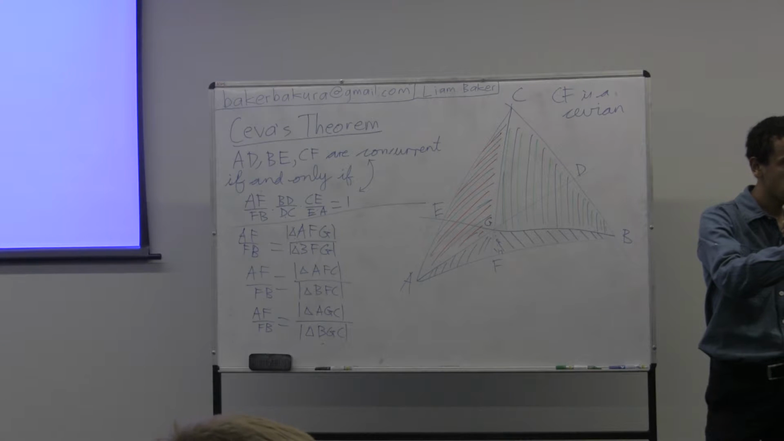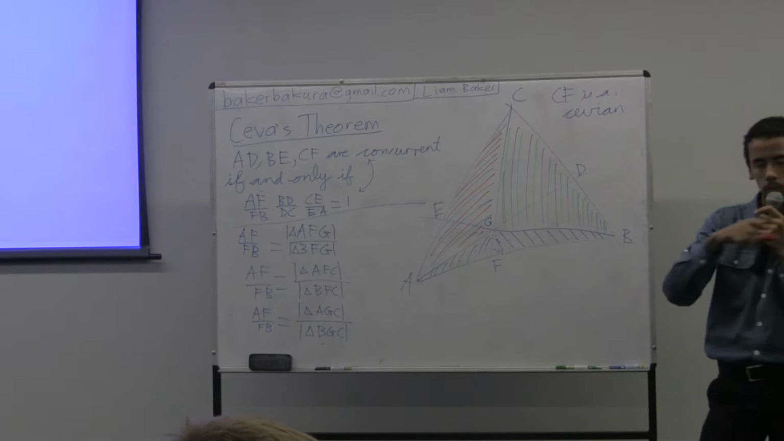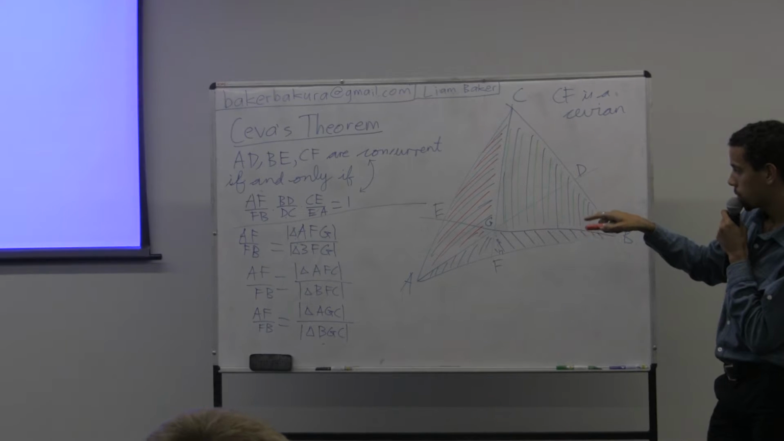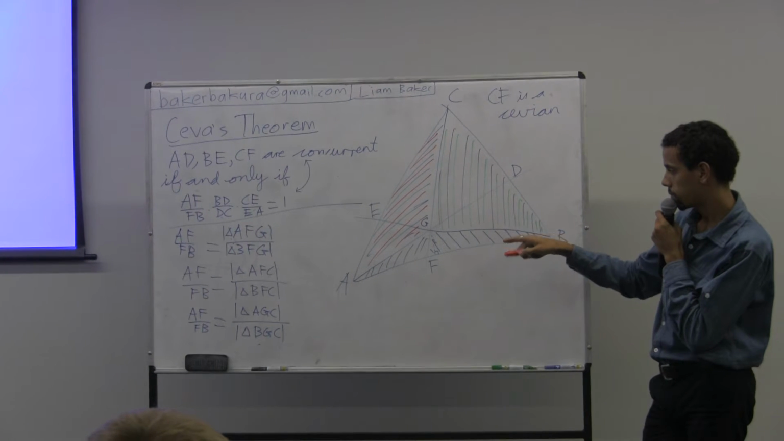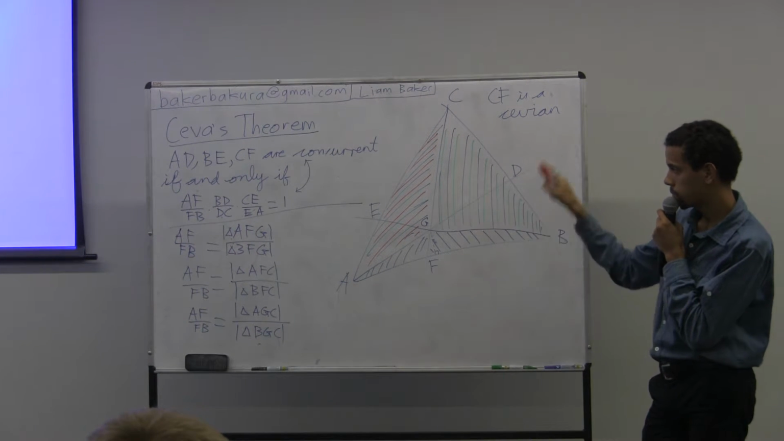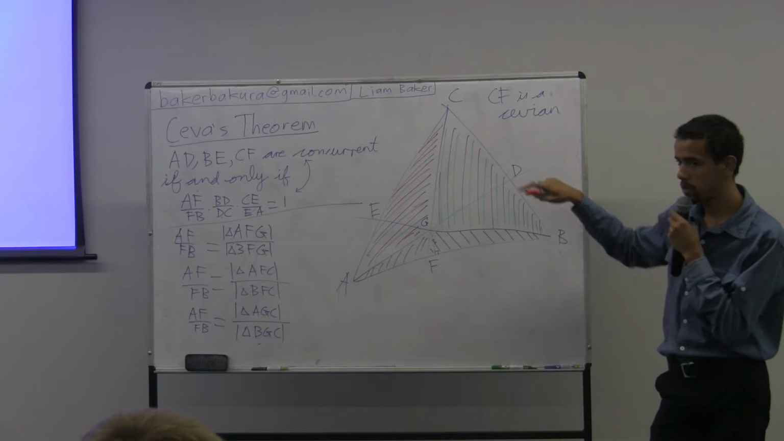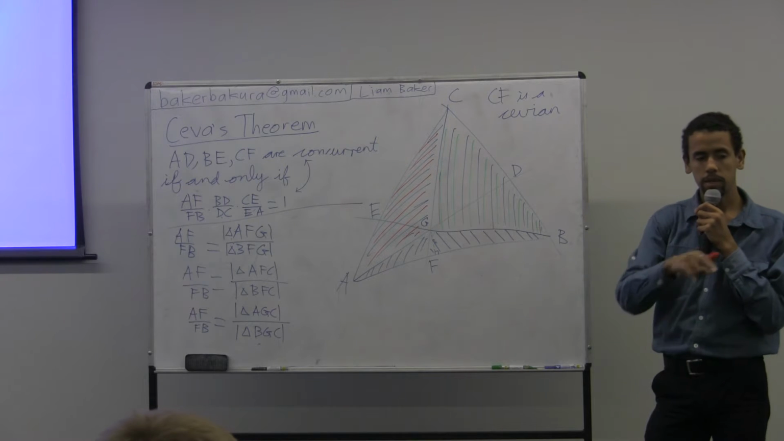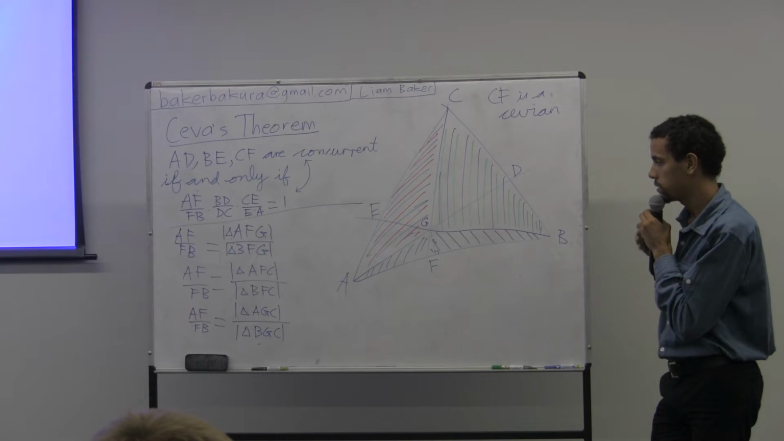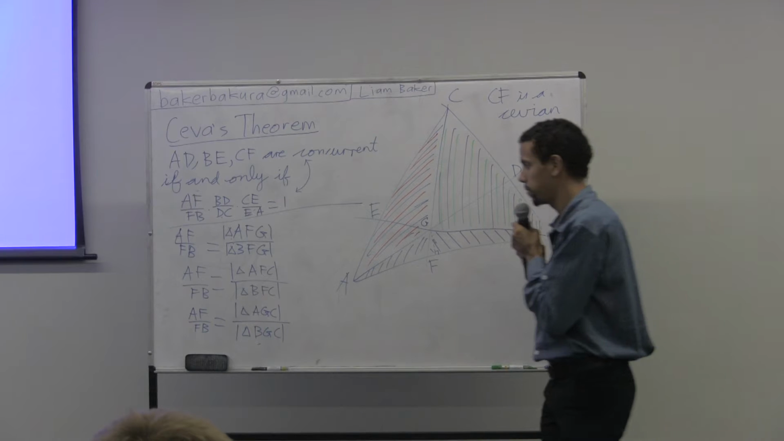Yeah. If you take triangle AFC and take out AFG, then you've got the area of AGC. Mm-hmm. And then it's basically the same thing on the other side. So basically, those two ideas are how you can prove this.